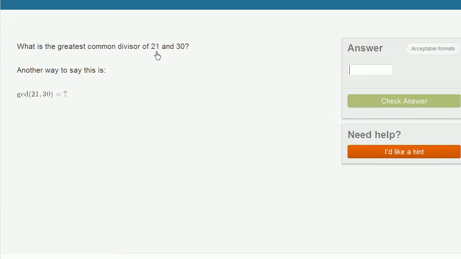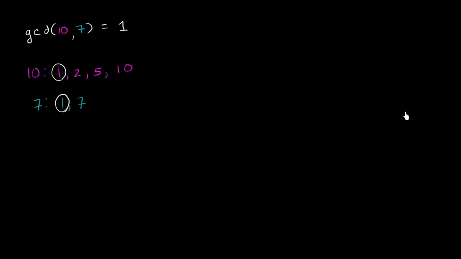Let's do one more. What is the greatest common divisor of 21 and 30? So 21 and 30 are the two numbers that we care about. We want to figure out the greatest common divisor, and I could have written greatest common factor, of 21 and 30. Once again, there's two ways of doing this. There's the way I did the last time where I literally list all of the factors. Let me do it that way really fast. If I say 21, what are all the factors? Well, it's 1 and 21, and 3 and 7. And I think I've got all of them.